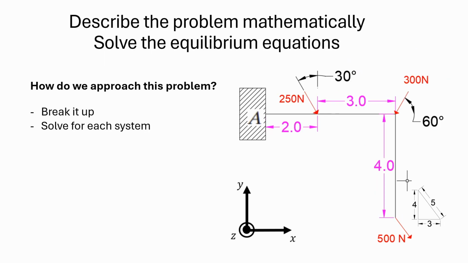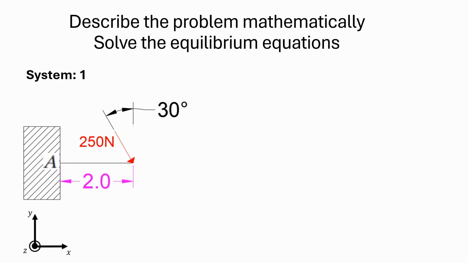Describe the problem mathematically and solve the equilibrium equations. I think for this problem, it's really easy to understand if we break it up into systems, one system for each of our forces. We have our 250 Newton force, our 300 Newton force, and our 500 Newton force, and we can break it up to solve for each of these systems. So let's look at our first system, system 1.